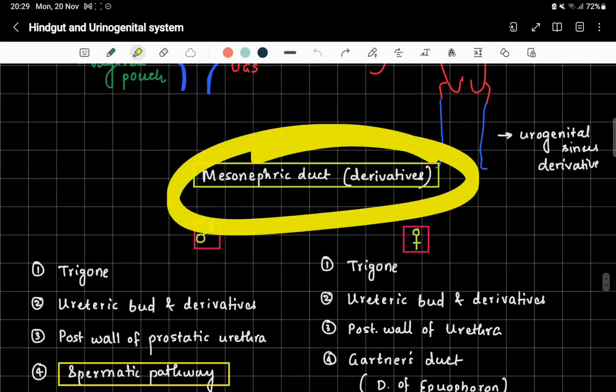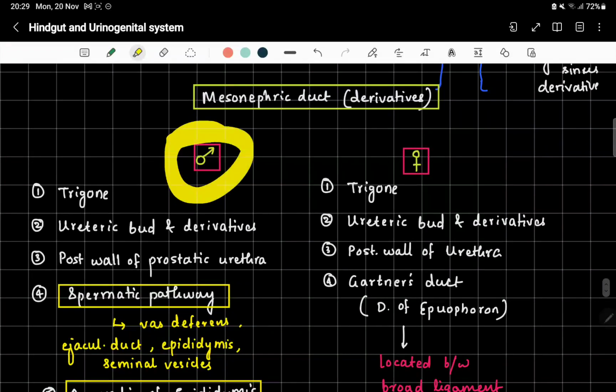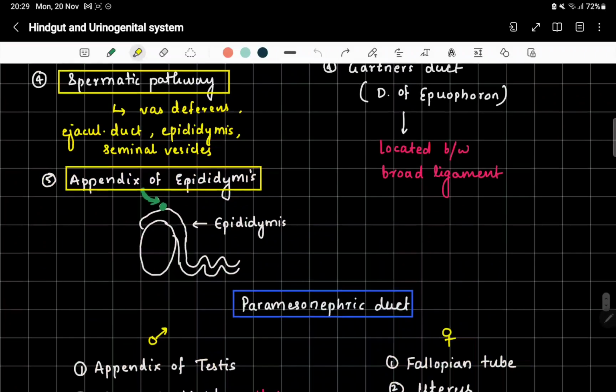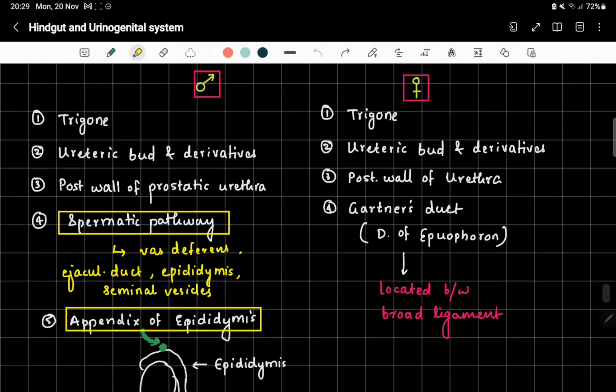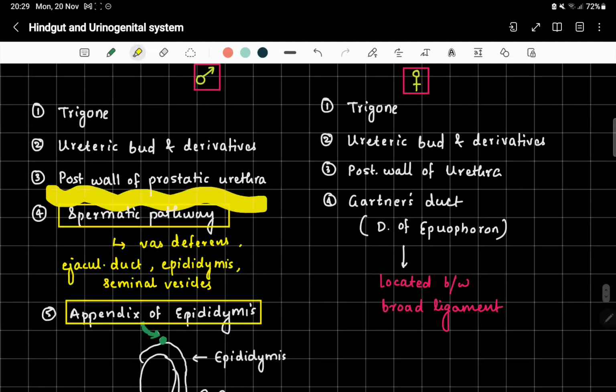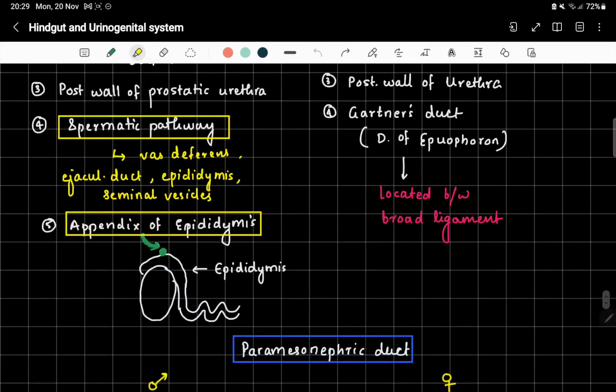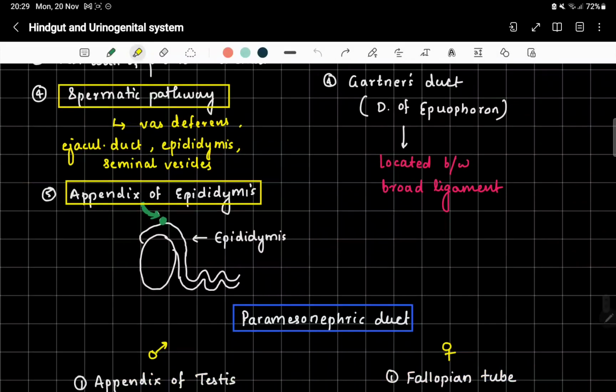Talking about the mesonephric duct derivatives in male and in female. In males, the mesonephric duct will develop the trigone, the ureteric bud and all the derivatives of the ureteric bud, the posterior wall of the prostatic urethra, and the spermatic pathway, up to the ejaculatory duct and seminal vesicles, and the appendix of the epididymis.